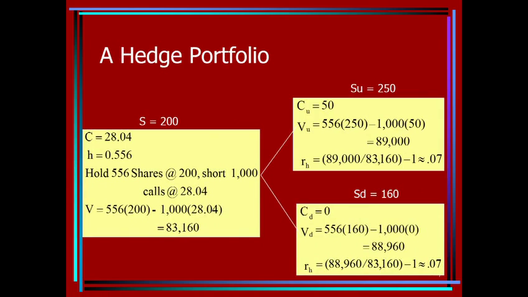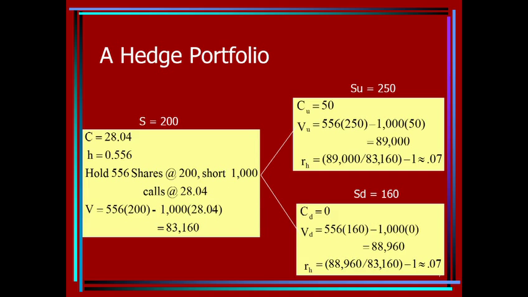Now, if the stock price goes down to 160, your call is out of the money, so it's 0, right? So did you make money or did you lose money on your call when the stock price goes down? What do you think?